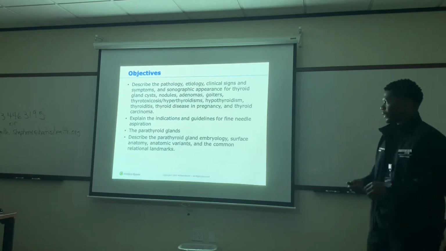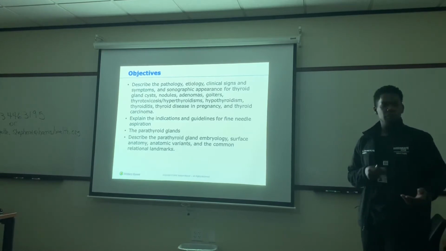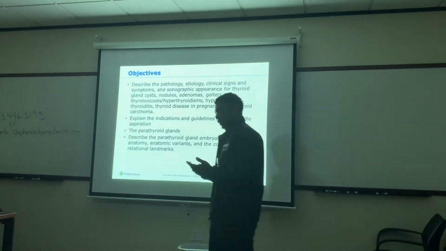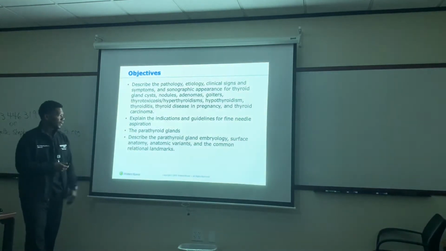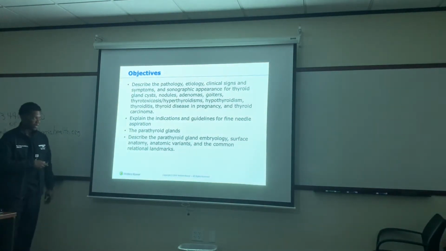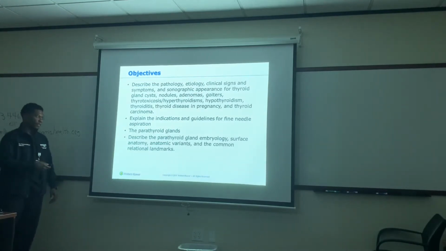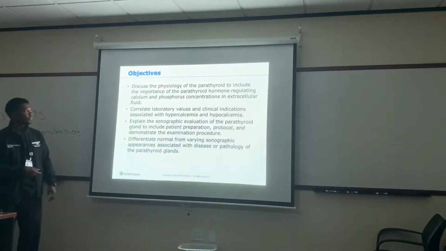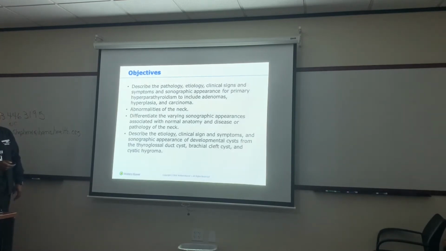We're going to talk about the parathyroid glands, which, if they're normal, won't be visible on ultrasound. You will not see them unless something is abnormal about them. We're going to describe the parathyroid gland embryology, the surface anatomy, anatomic variants, and common relational landmarks, just like the thyroid. Same deal. Correlate laboratory values again.